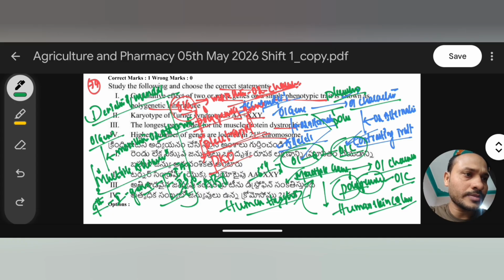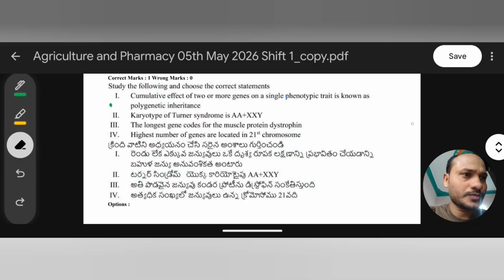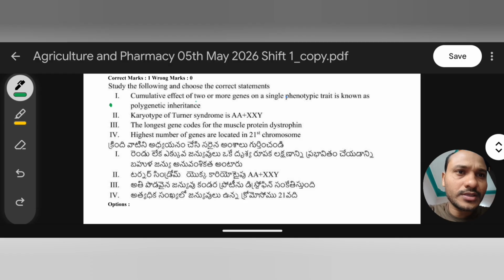Remember what Mendel said and the deviations from Mendel. There are three deviations: one is multiple allelism, second is the pleiotropic gene, and third is polygenic inheritance. Now let's analyze all these four statements. First statement: the cumulative effect of two or more genes, meaning poly. This polygene expresses only a single phenotypic trait. Here, phenotypic trait means a single character. If more genes express a single character, such genes are called polygenic inheritance. So this statement is right.